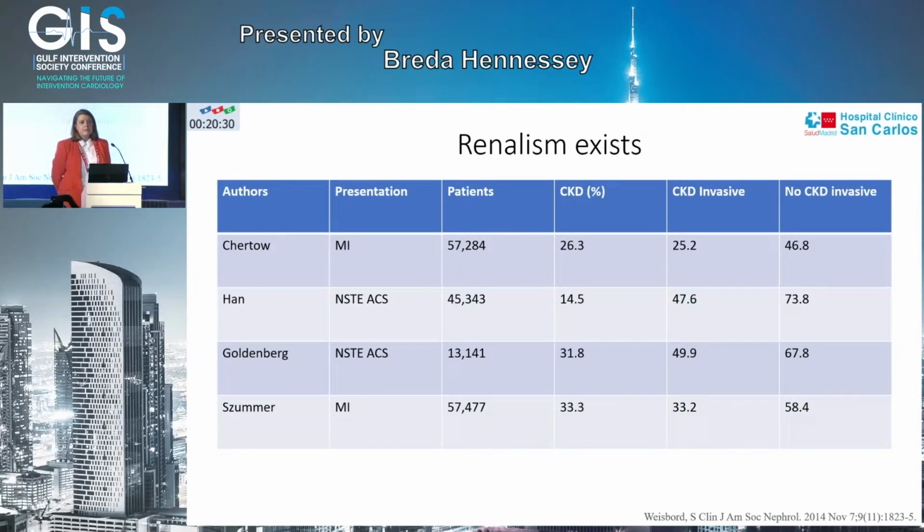So the first concept I'd like to introduce is this concept of renalism. As interventional cardiologists, we tend to pick out patients that have chronic kidney disease and completely change the way we approach these patients. We treat them completely differently. And you can see here on this slide that patients who present with a myocardial infarction who have chronic kidney disease, we're treating them differently.